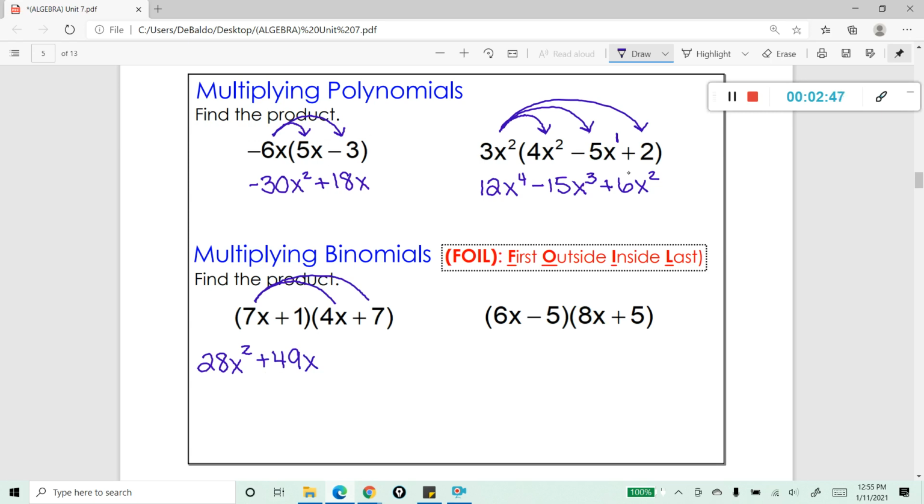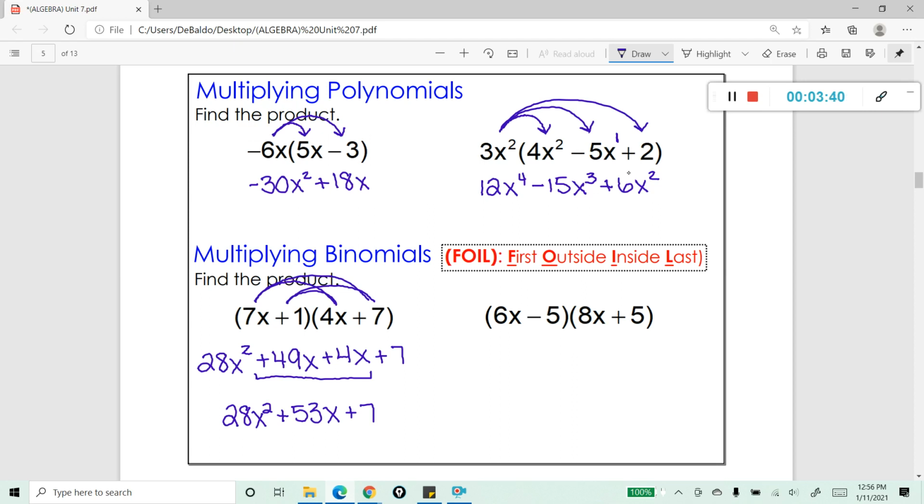Then we're going to move on to the inside terms, positive 1 times 4x, leaving us with positive 4x. And then last represents the two last terms. Positive 1 times 7 gives us positive 7. Anytime you simplify or multiply two binomials together, it's going to give you 4 terms. And those two center terms are going to have the same variable, and they're going to be like terms. So you always want to take it one more step and condense this down. So let's go ahead and simplify it to 28x squared plus 53x plus 7. And there you've simplified them, or you've multiplied these two binomials together.